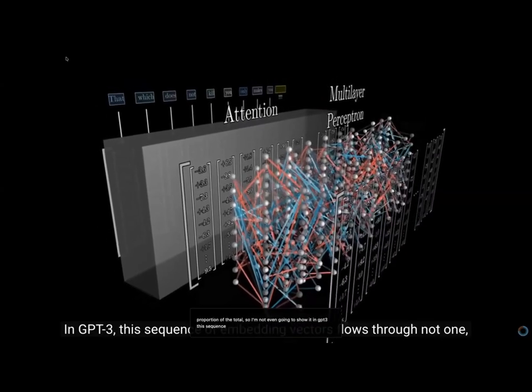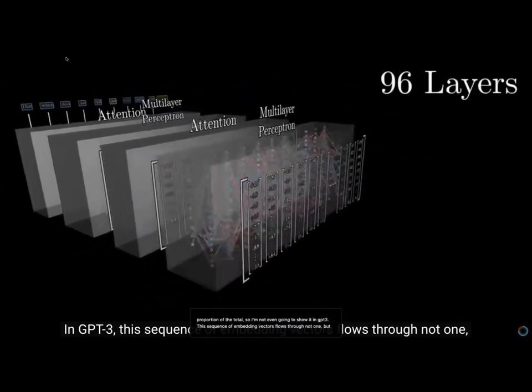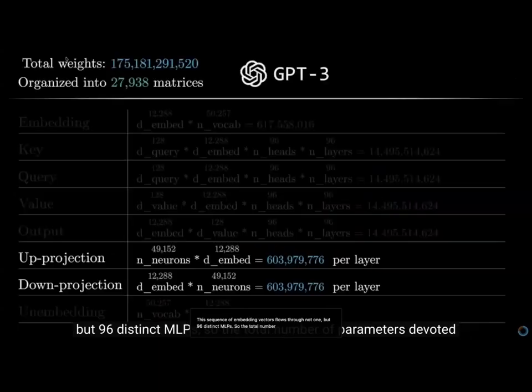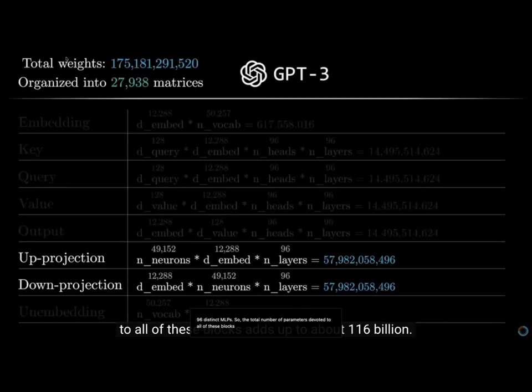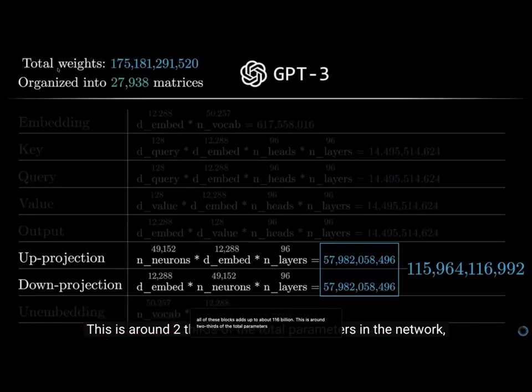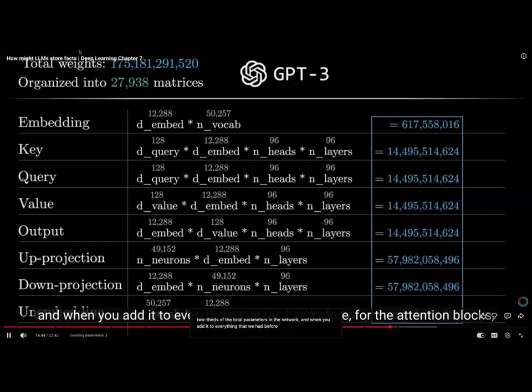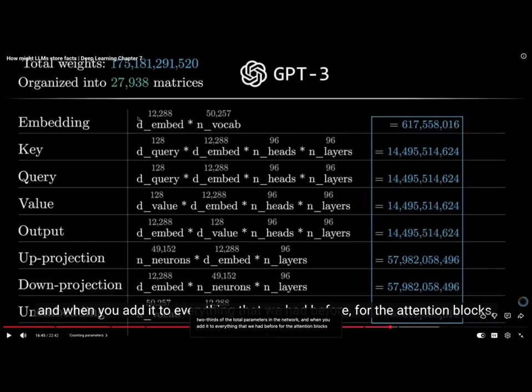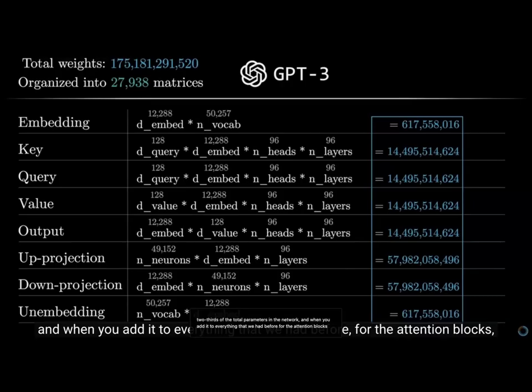In GPT-3, this sequence of embedding vectors flows through not one, but 96 distinct MLPs, so the total number of parameters devoted to all of these blocks adds up to about 116 billion. This is around 2/3 of the total parameters in the network, and when you add it to everything that we had before for the attention blocks, essentially we have 96 of these repetitive layers. Each layer has this attention plus this feed-forward network. And this gives you a very nice summary: every time we talk about how large the model is, this gives you a very nice distribution of where the weights are coming from.